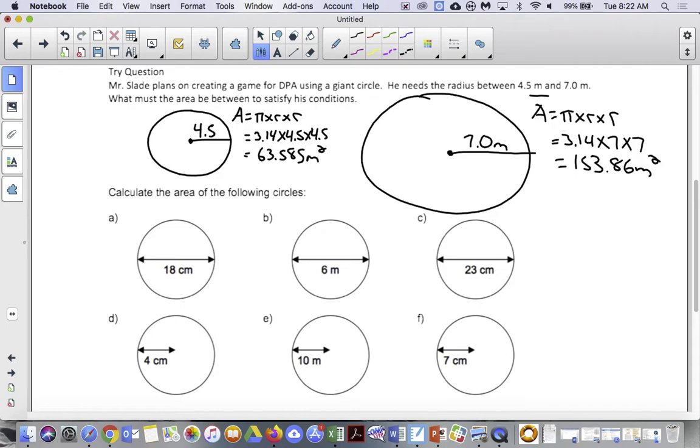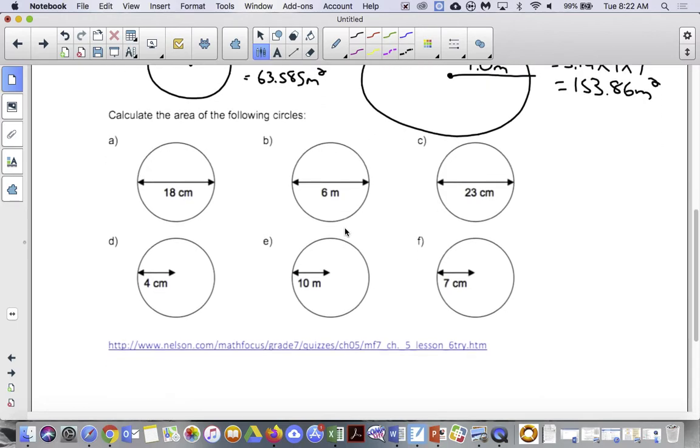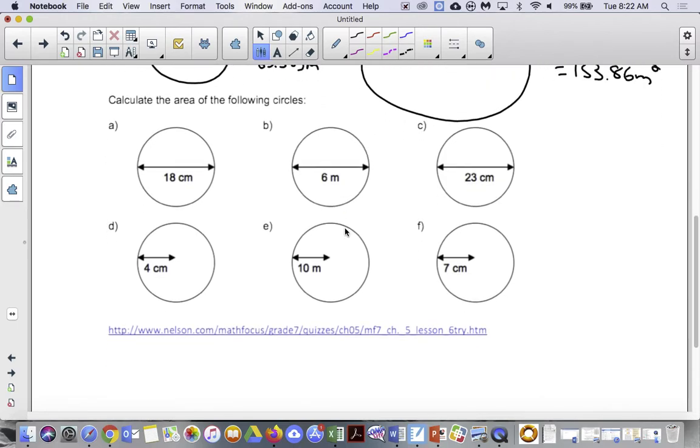So what this means is the circle that I create for my game has to be between these two areas. If it is not, it will not work. So if I asked you an area that would work, you would say 80 meters squared or 100 meters squared. As long as the number is between those two, you are okay. Okay, so I also in the try question gave you these 6 circles to try.